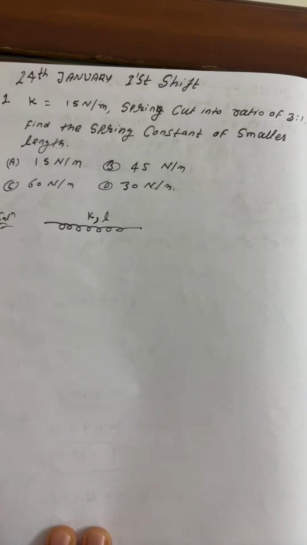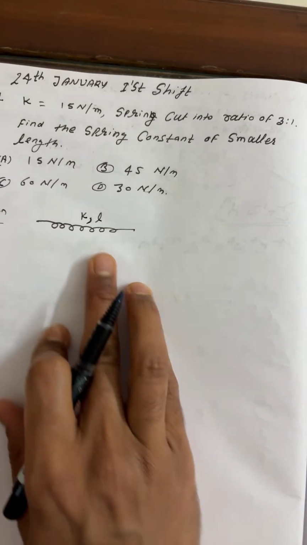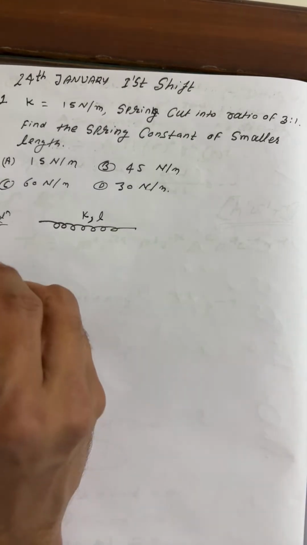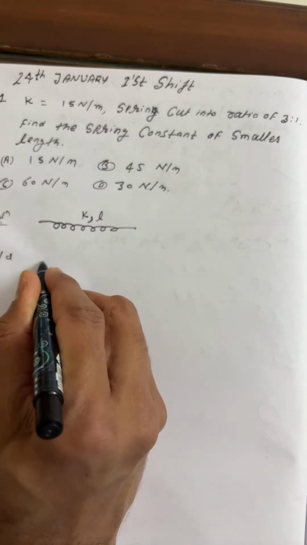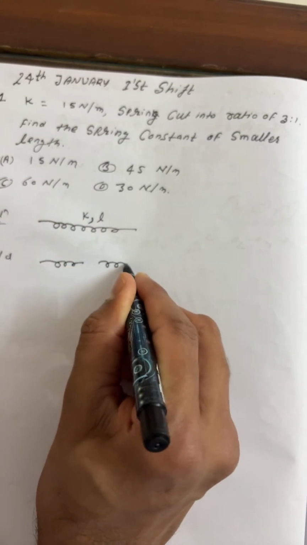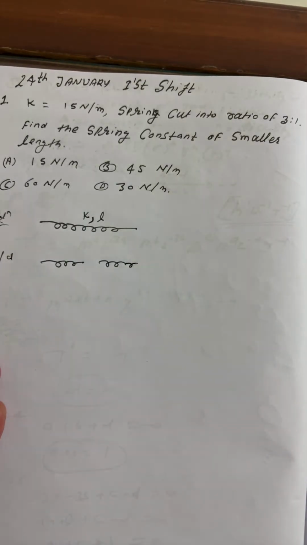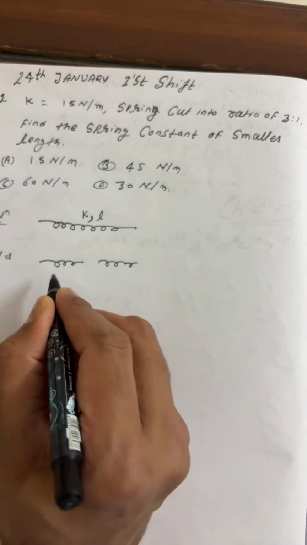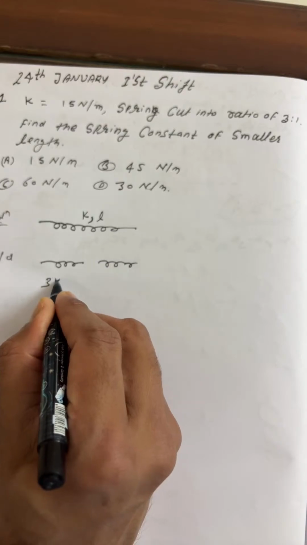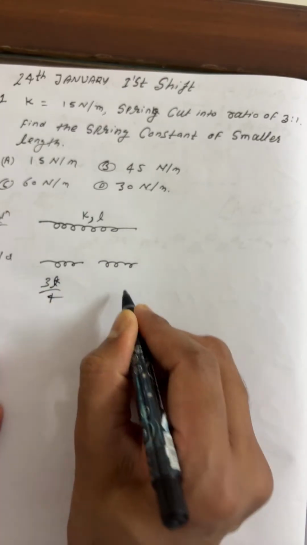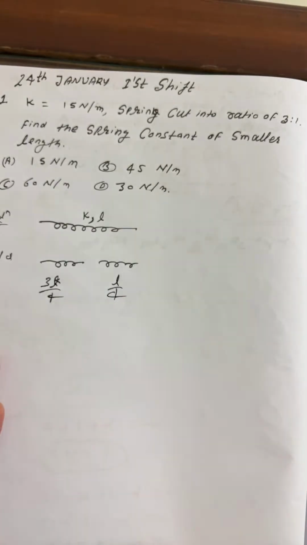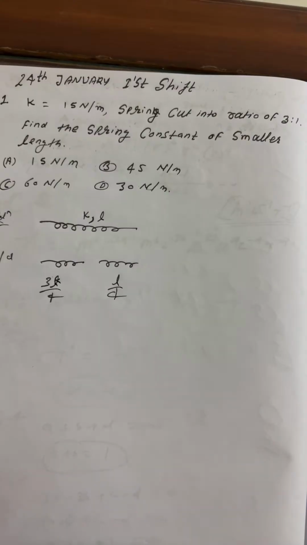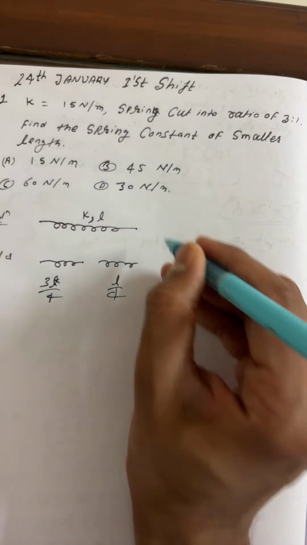In this question, you need to cut this spring into different parts, according to the question, in the ratio 3:1. So take one part as 3L by 4, and the second part as L by 4. First, you can say this is 3L by 4, and second is L by 4. Okay. So what is the concept behind this?